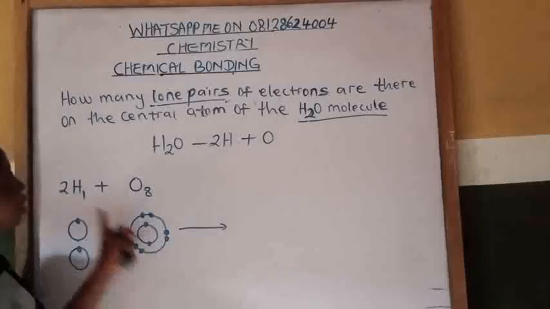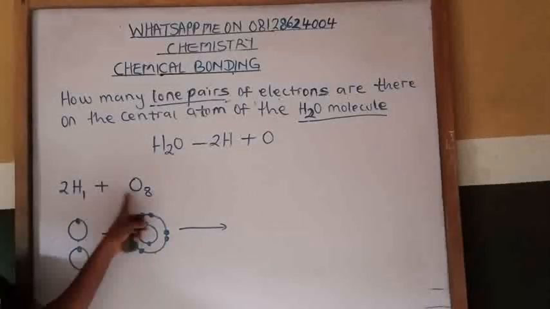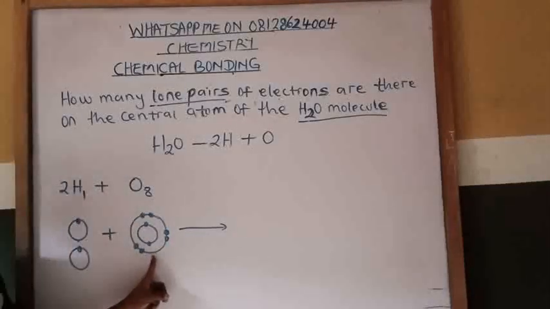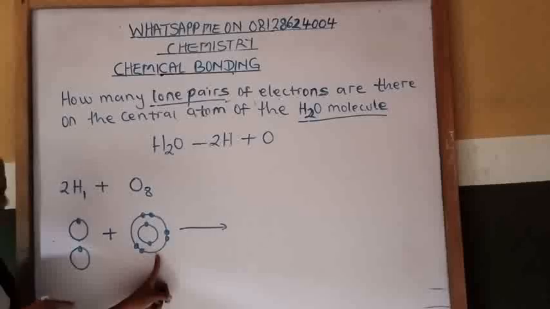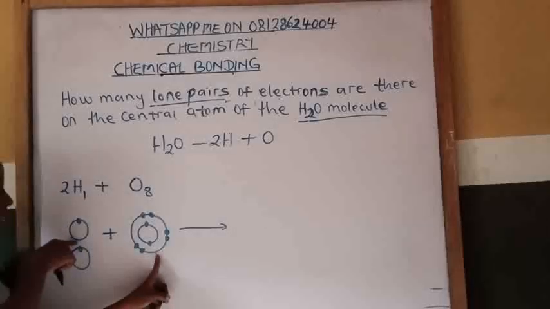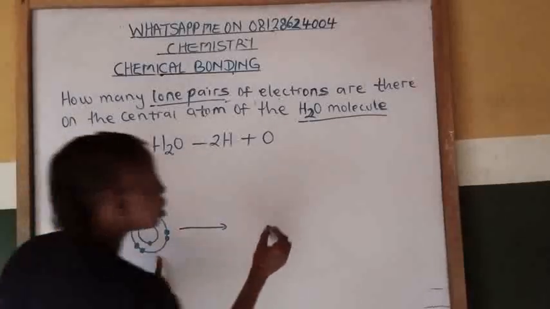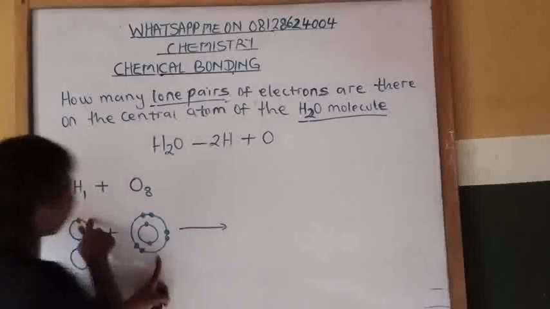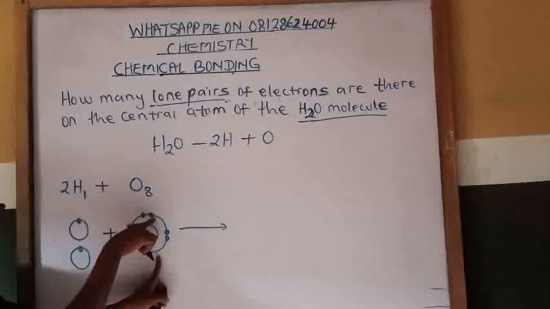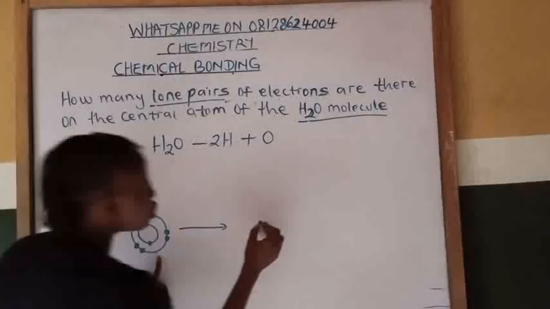So to share electrons, one of these two atoms must be a central atom. The one that is deficient of more electrons will be the central atom. So this one is deficient of 1 electron, oxygen is deficient of 2 electrons. So oxygen will be our central atom. Oxygen will be at the middle. So the two hydrogens will attach to what? The oxygen atom.